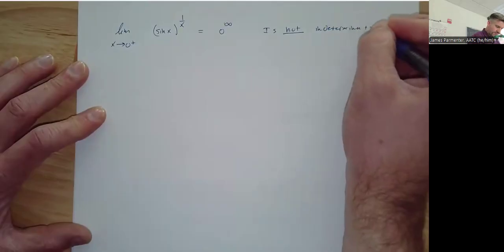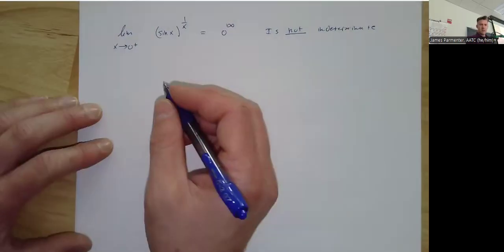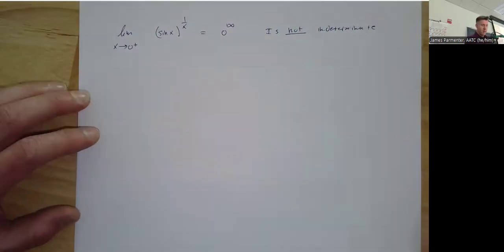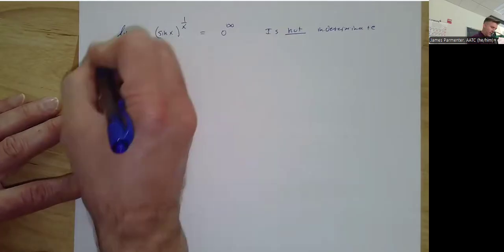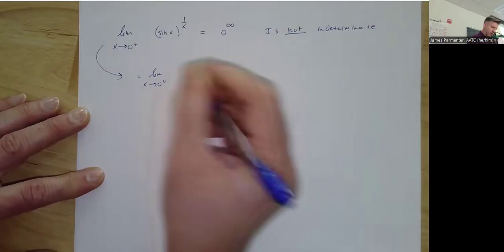The answer is just 0. Now, you might still need to show some work here. Here's the work I would show. I would write this as the limit as x goes to 0 from the right, and I'd still do the e to the natural log thing.